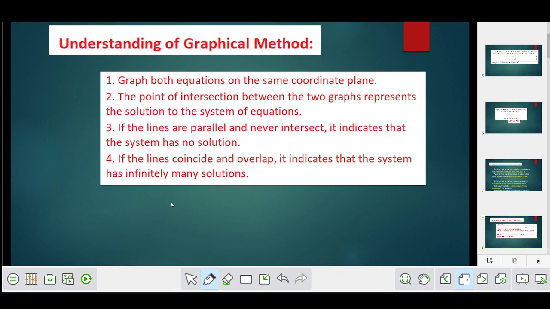Without a graph, we cannot study the graphical method on the same coordinate plane. The point of intersection is between two graphs. Suppose this line cuts at one point. This is the point of intersection.